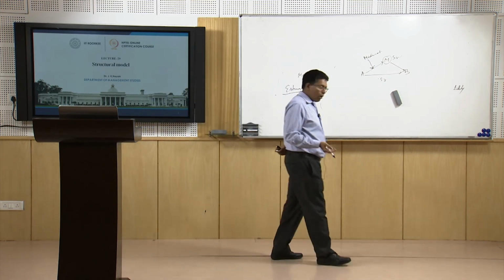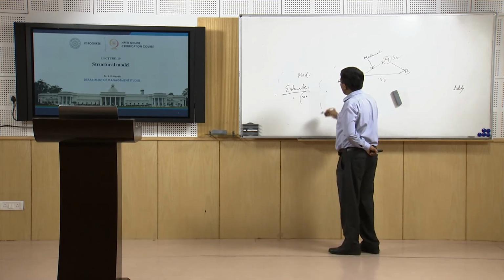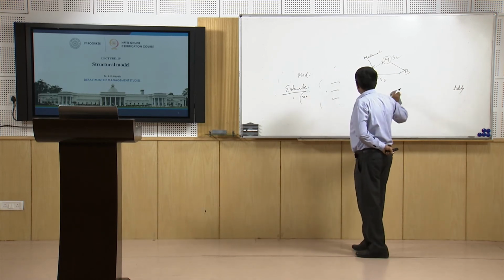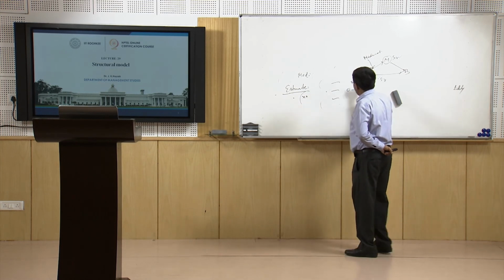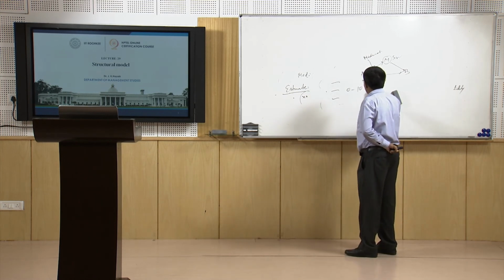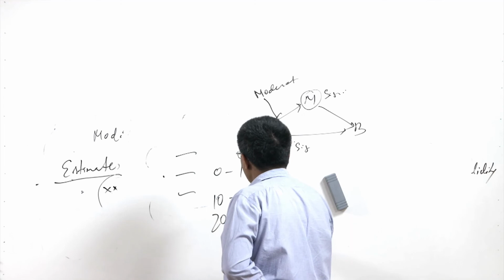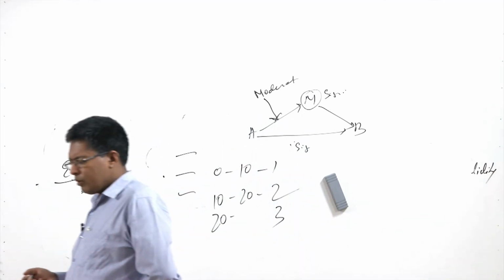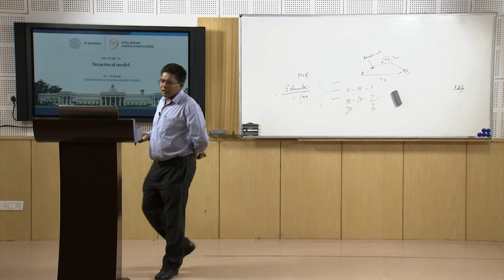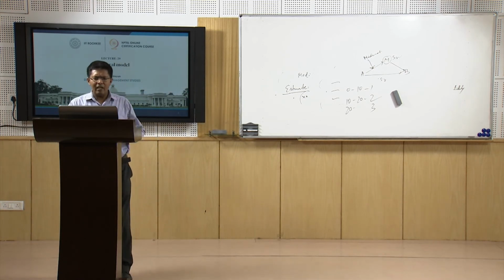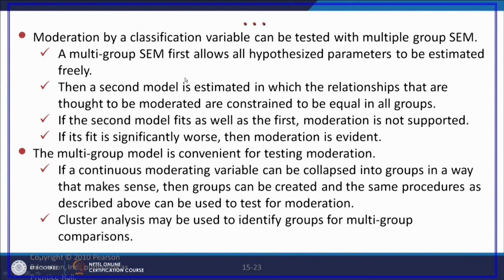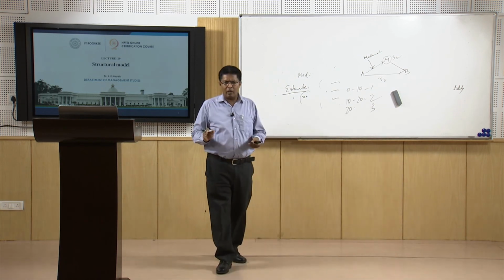If you have a continuous variable also, you can use some logic and create some categories in it. For example, let us say income from 0 to 10 lakhs is 1, 10 to 20 lakhs is 2, and above 20 lakhs is 3. By doing this, I have categorized the variable, right. So, moderation can be tested with multi-group SEM, right. In a moderation test, you first define the groups and then you run it by taking each group individually.